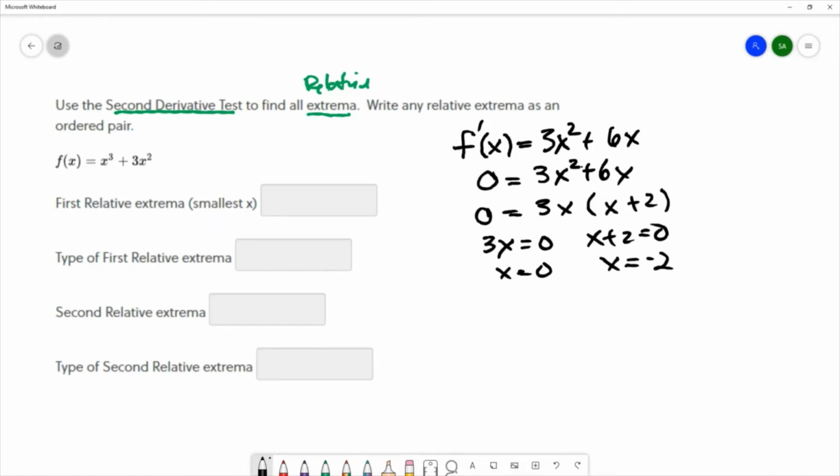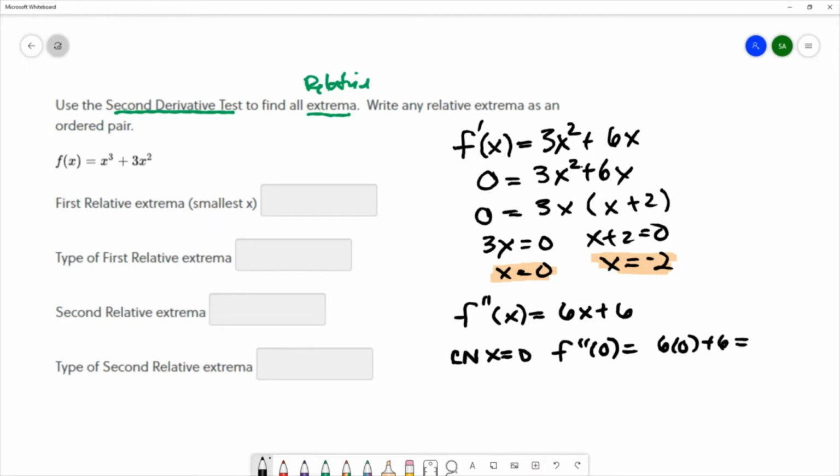Then we're going to calculate the second derivative. And the second derivative would be 6x plus 6. And we're going to use the second derivative to figure out if these critical numbers are relative minimums or relative maximums. So we substitute the critical number of x equals 0 into the second derivative, and that's going to give me 6 times 0 plus 6, which is 6.